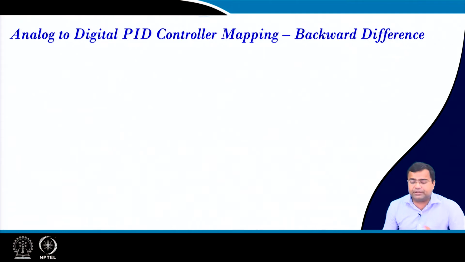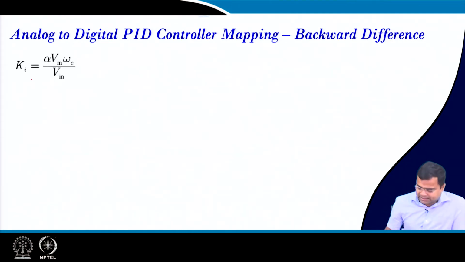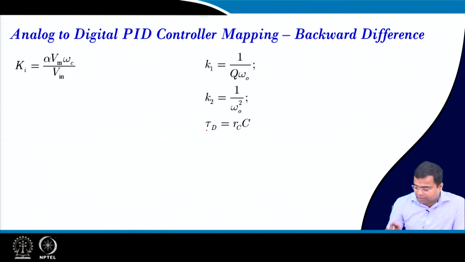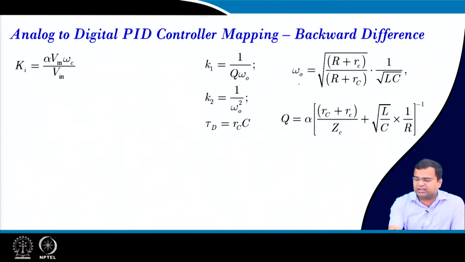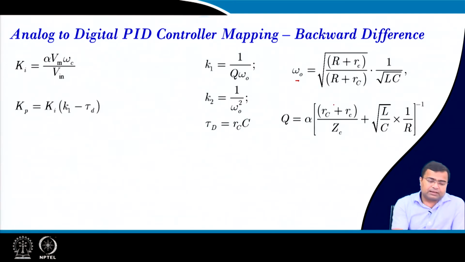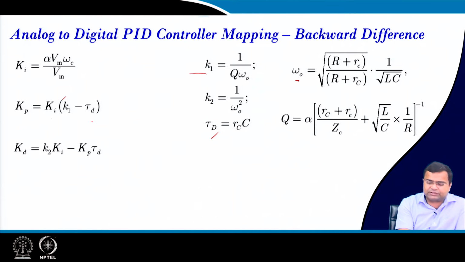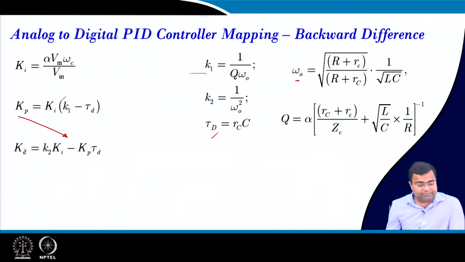Now, we have to map by means of the backward difference formula. So, we know ki and we know k1, k2 and tau d. We also know how this k1, k2 is a function of the power stage parameters, and then we want to calculate kp from k1. That expression also we have shown, which will be kp equal to ki into (k1 minus tau d), and since everything is known here, we can get kp. Next, kd: again by solving k1, k2 we can get kd, and this is also a function of ki and so on. Since we have already found those, we can find kd.